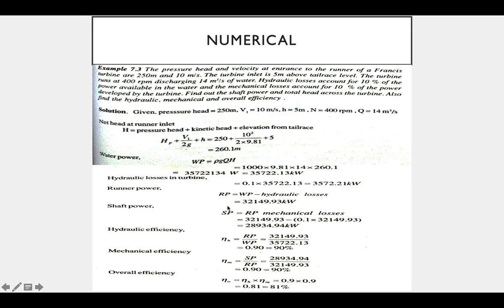So now we have runner power, shaft power and water power. By using these, you can find out the three efficiencies. Hydraulic efficiency is equal to runner power by water power, mechanical efficiency is equal to shaft power by runner power, and overall efficiency is equal to hydraulic efficiency into mechanical efficiency.